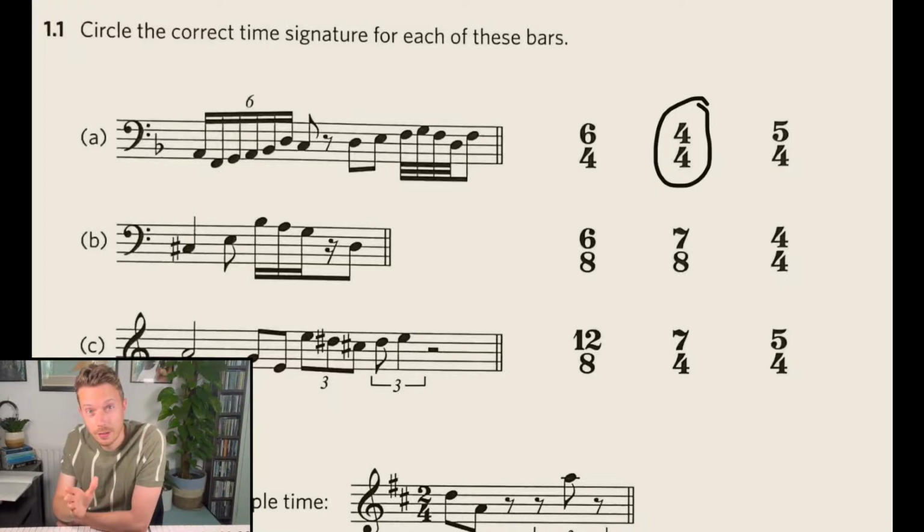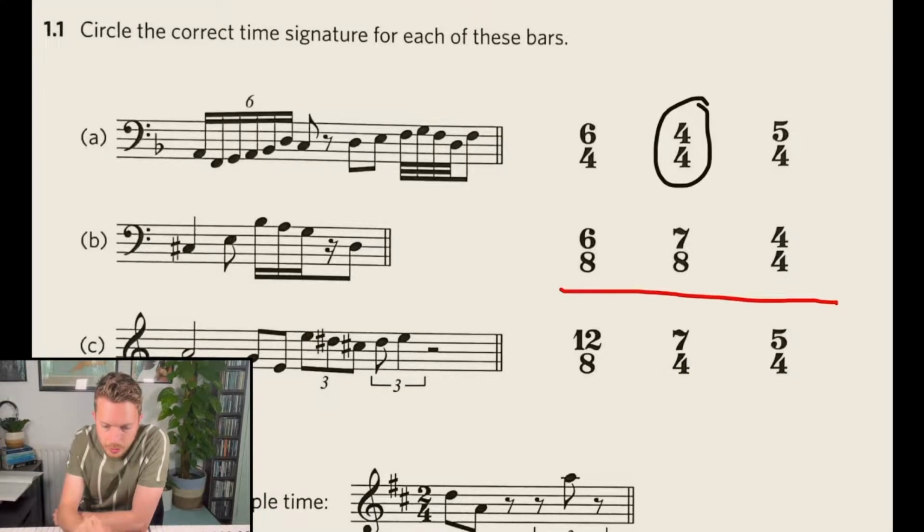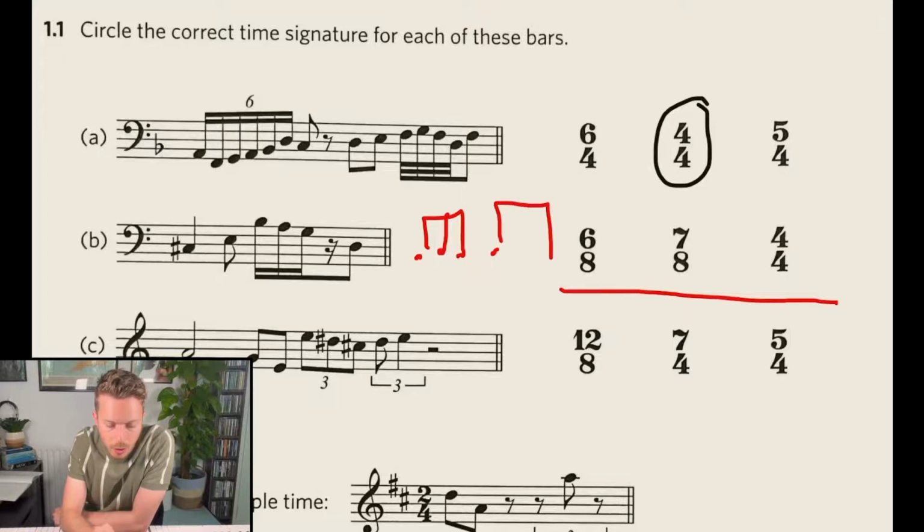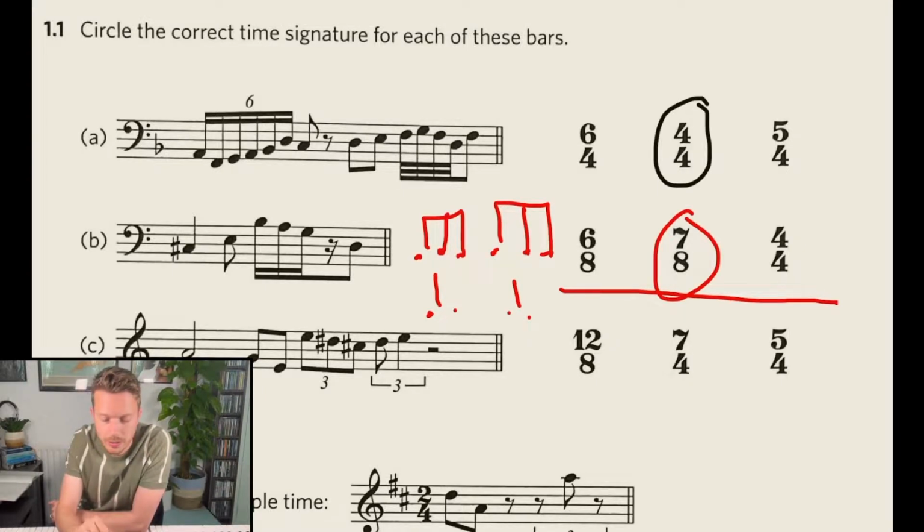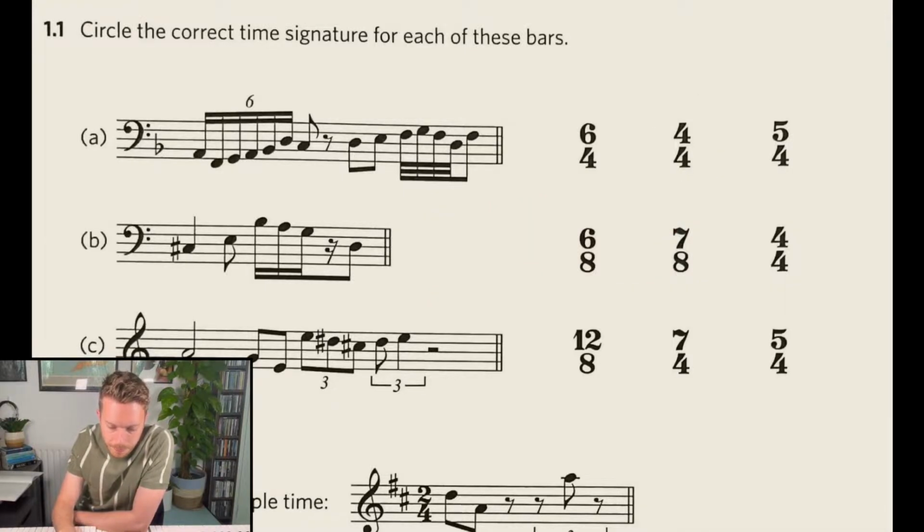Okay, so the next question we have here is either going to be 6/8, 7/8, or 4/4. So if it's in 6/8, we'll be counting in 2 groups of 3 quavers. Or you could say 2 dotted crotchet beats. If we're in 7/8, then that's an irregular time signature. So that will be grouped like this. So a group of 3 and a group of 4, or a group of 4 and a group of 3.